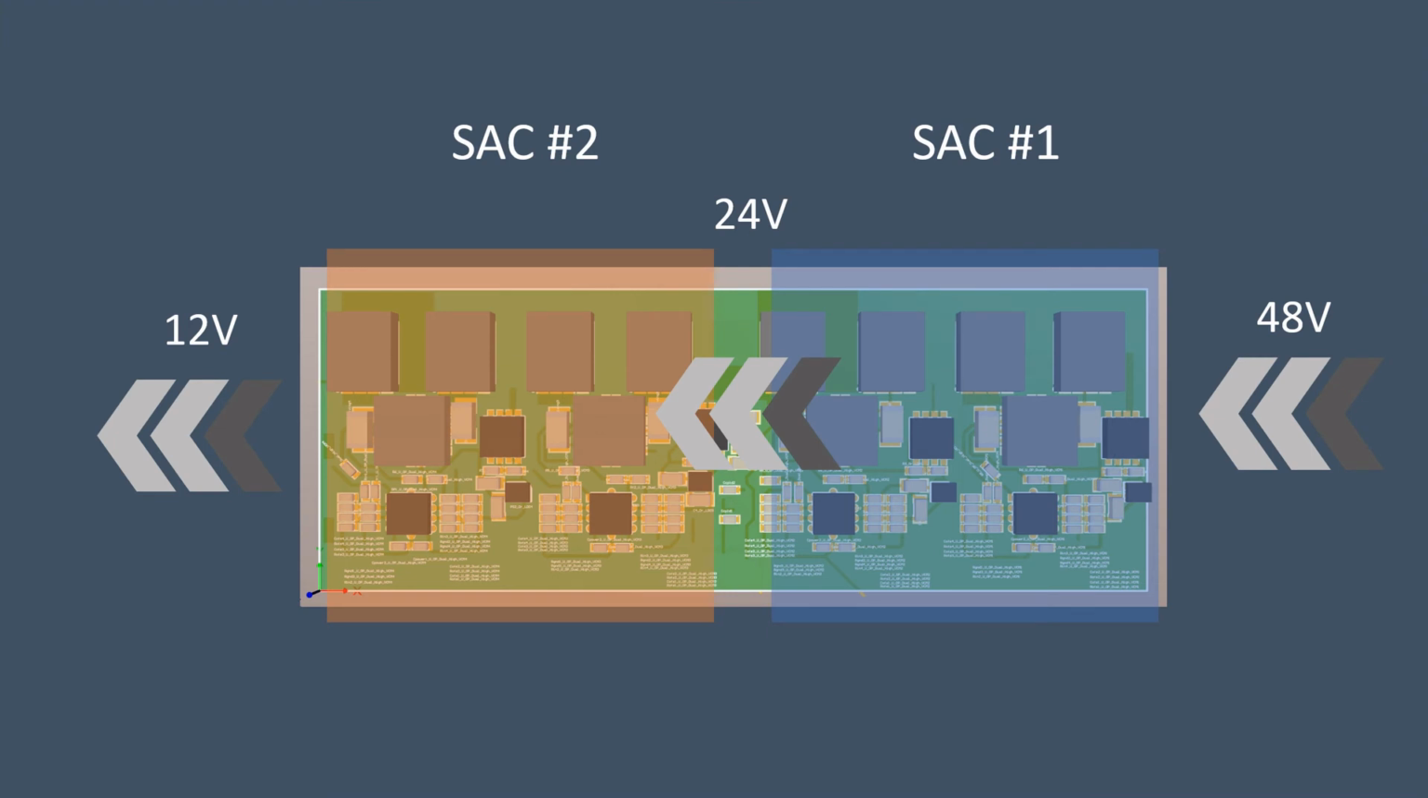We can also simply cascade multiple SAC converters together to achieve higher voltage conversion. Here is the circuit to convert 48 volts to 12 volts. The first SAC converter's input is 48 volts and its output is 24 volts. The second SAC converter's input is 24 volts and its output is 12 volts, so we can achieve the 48 volt to 12 volt conversion.